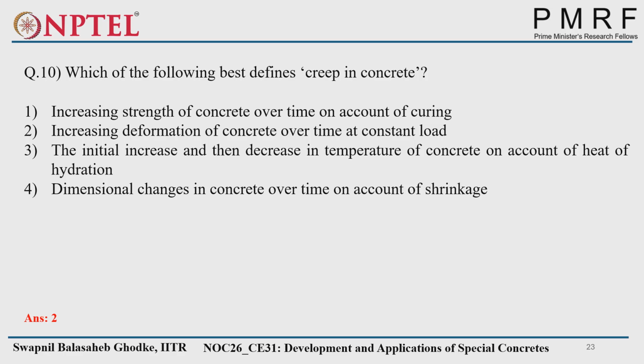So can anyone tell me? Suppose we have a column, right? We cast the column, and then all the columns, and we cast the slabs also. So what happens? A certain amount of deformation will happen in the column, right? And who is responsible for that deformation, with respect to aggregate, paste or mortar?